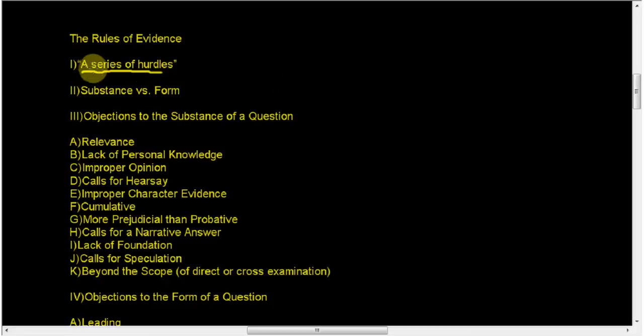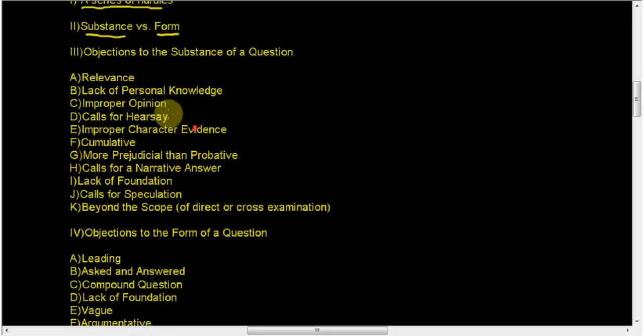So just keep this sort of extended metaphor in mind as we go through the objections, and I think it'll help with your understanding of the rules of evidence that we're about to discuss. So essentially, objections are classified into two categories. You have objections to the substance of a question and objections to the form of a question.